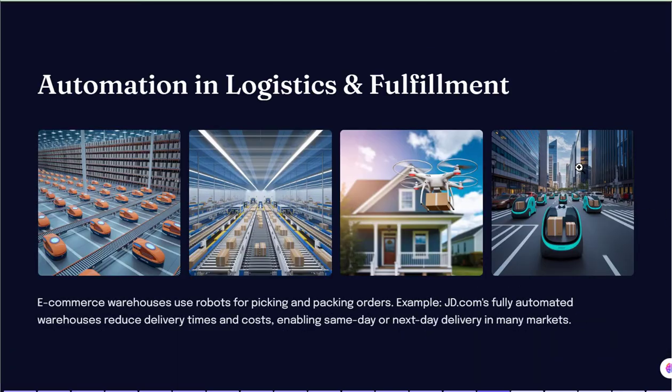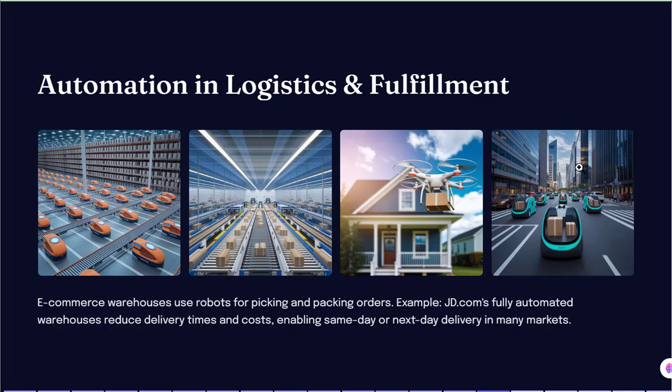Now we also look at one example of automation. In logistics and fulfillment, e-commerce warehouses use robots for picking and packing orders. Examples: JD.com, the fully automated warehouse reduces delivery time and cost, enabling same-day or next-day delivery in many markets. So you know that e-commerce has driven rapid growth in logistics and fulfillment operations.